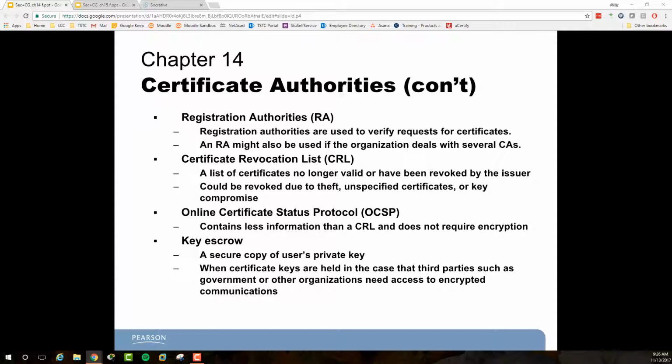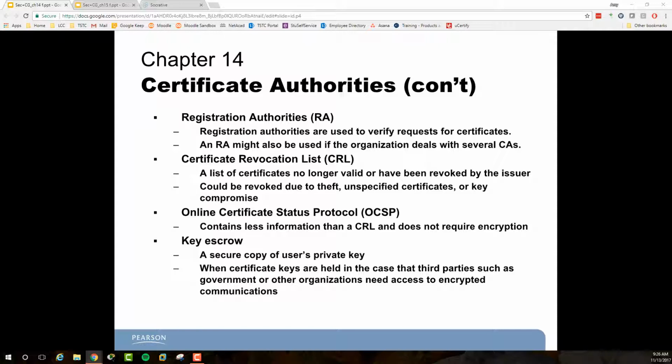The registration authority tells the certificate authority to go ahead and issue a certificate. The certificate revocation list is a list of all the certificates that are no longer valid because they've been revoked by the issuer for some reason, which is normally because there's been some sort of security breach. There's been theft. They've figured out that the key has been compromised in some way, so they'll revoke that so it's no longer showing up in that green in the address bar and showing you that it's a good ticket, or a good certificate.